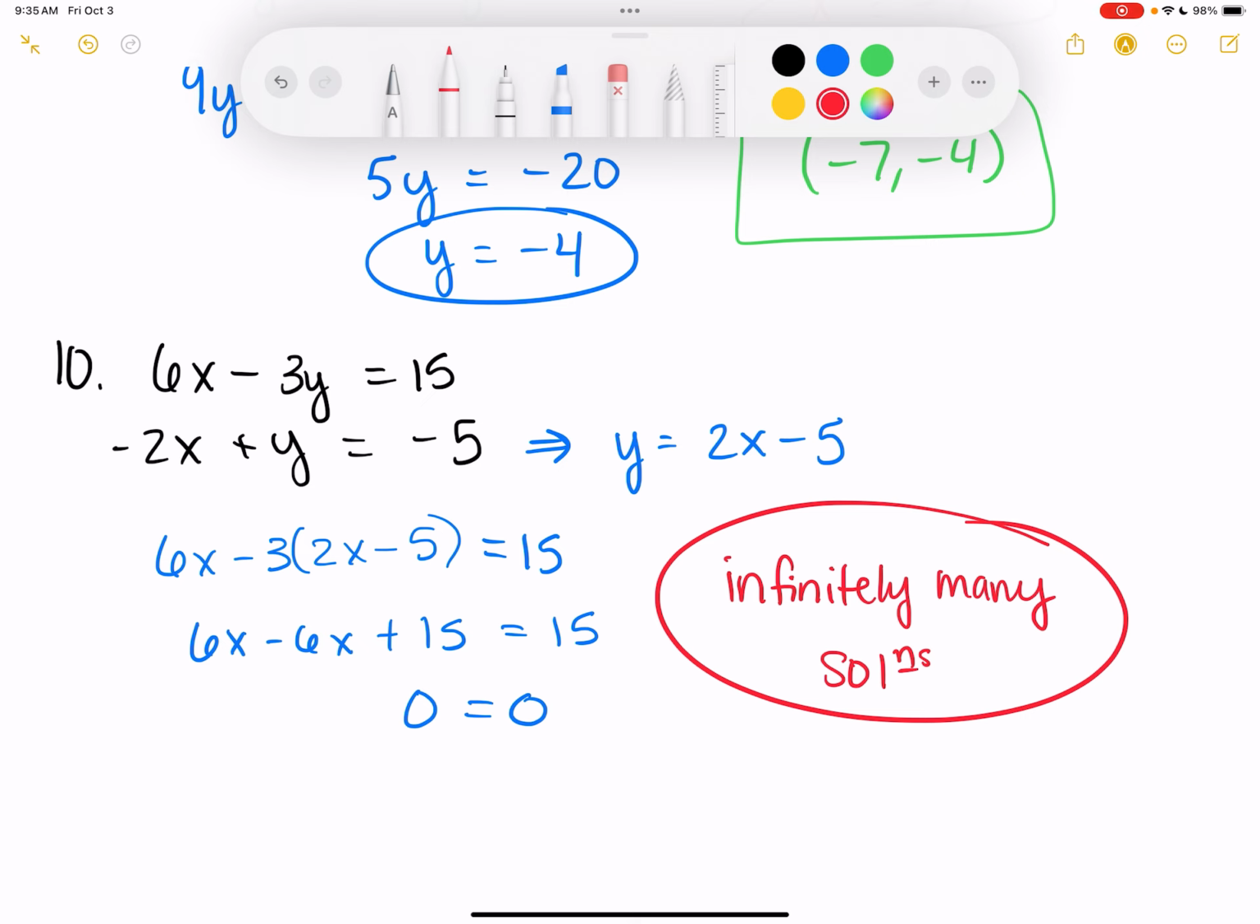If you ever have just a number equal to itself, that always means infinitely many solutions. If you get something like 0 equals something else, like negative 5, that means no solution. So those are your two situations that you can have. And in which case you get excited because that's all the math you have to do on those ones. Okay.